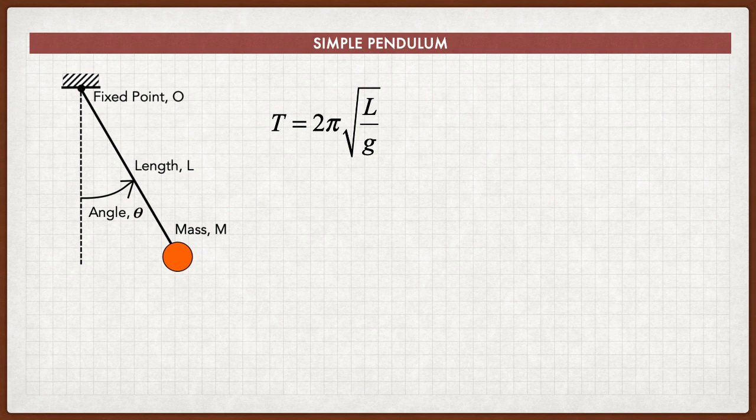What happened in your lab? Did the period depend on L to the 0.5 power? And did the period depend on G to the negative 0.5 power? And that constant that you calculated, was it 2 pi? Hopefully the answer to all these questions is yes.